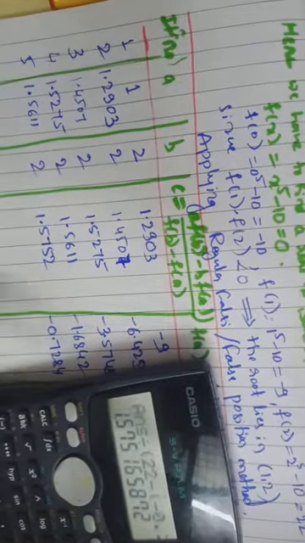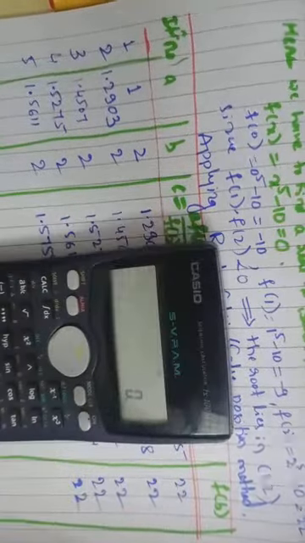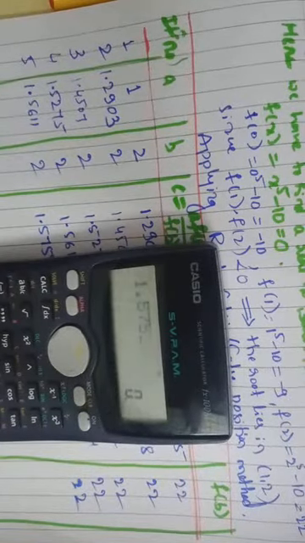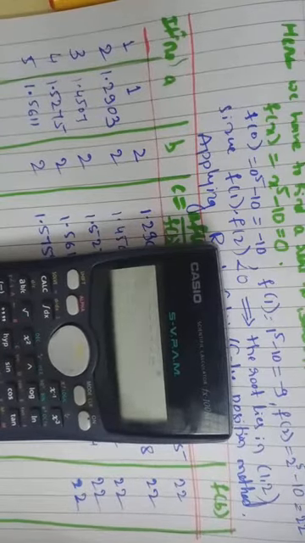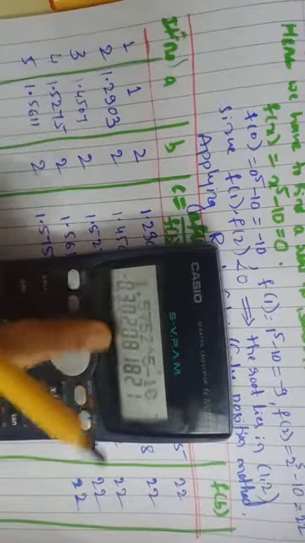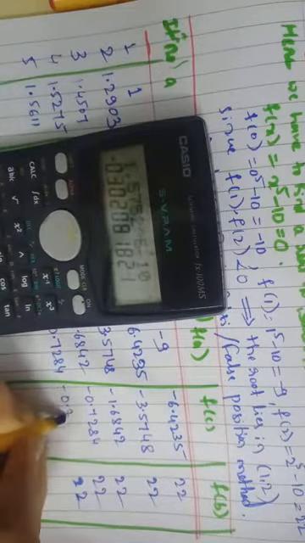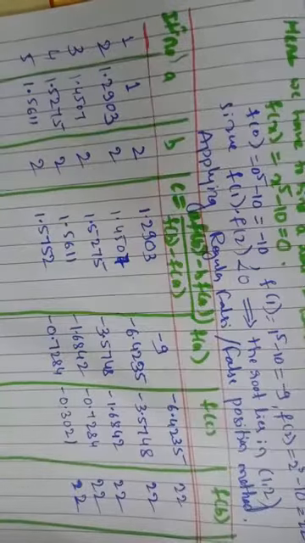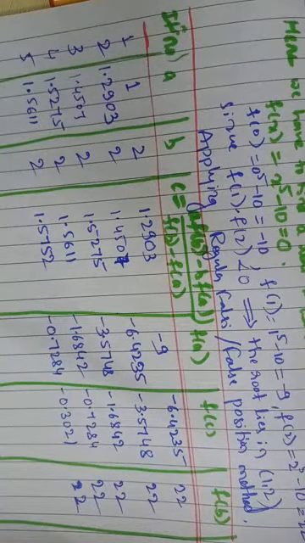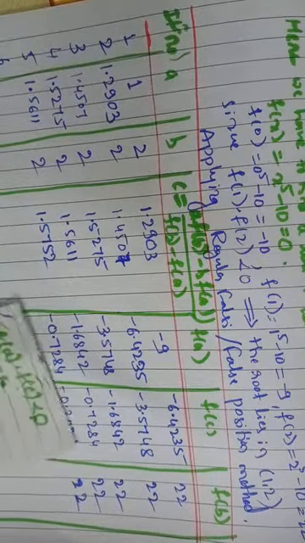So again we need to carry out one more iteration, but before that, find f of c. 1.5752 to the power 5 minus 10. So my new f of c value is minus 0.3021. Now again, we have to find the next a and b values for the next iteration.